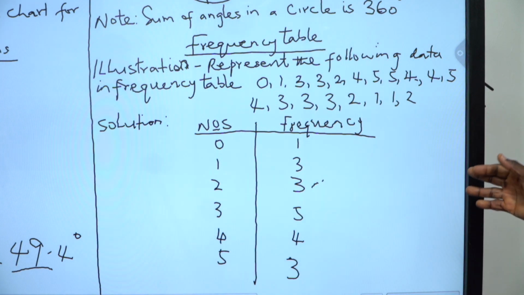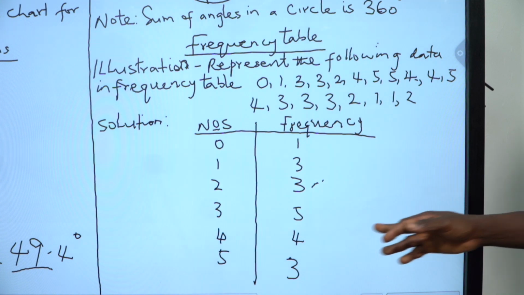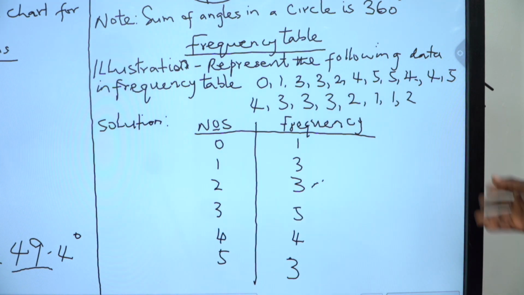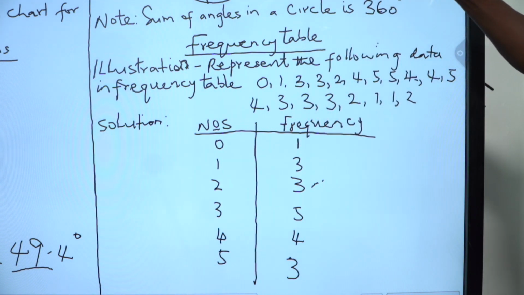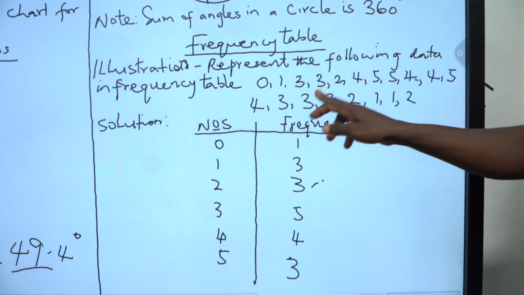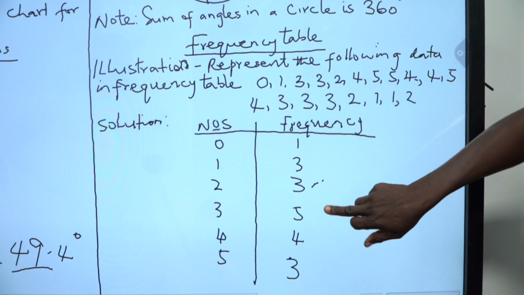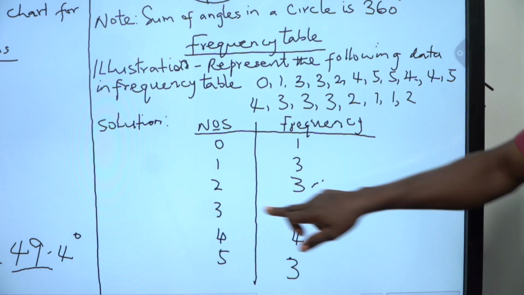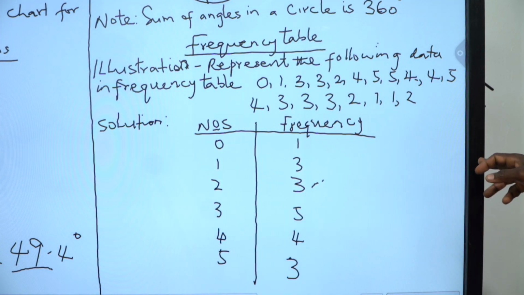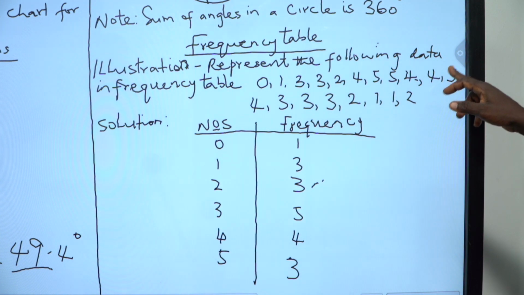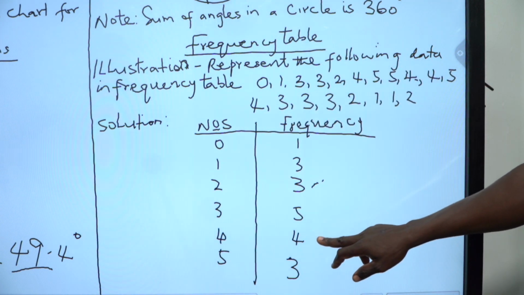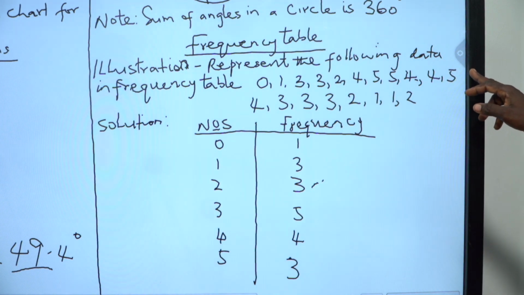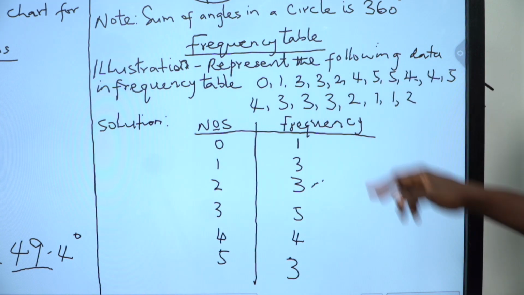When you come to 4, 3 also appeared 3 times. That is 1, 2, 3. Is 5. 1, 2, 3, 4, 5. That's why in the line of 3 I have 5. 4 appeared 4 times. 1, 2, 3, 4. That is 4 that is here. Then 5 appeared 3. 1, 2, 3.